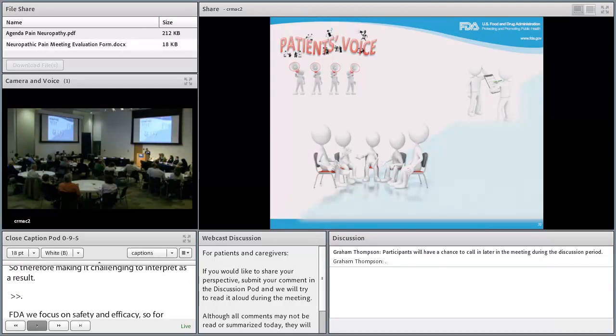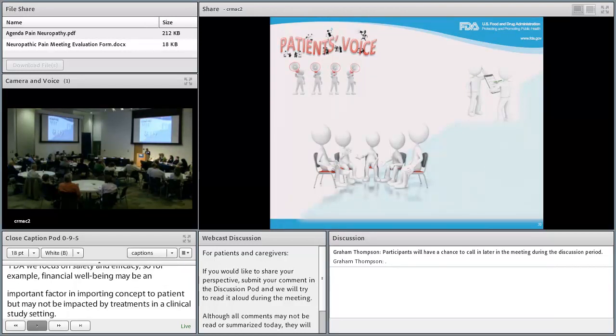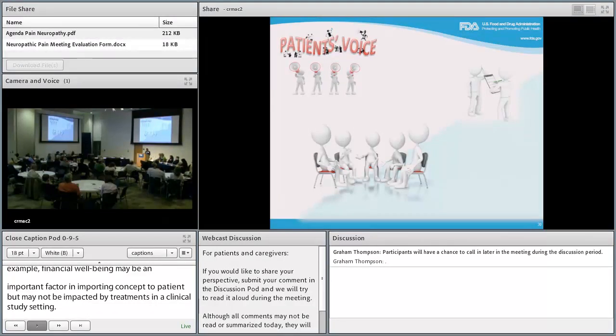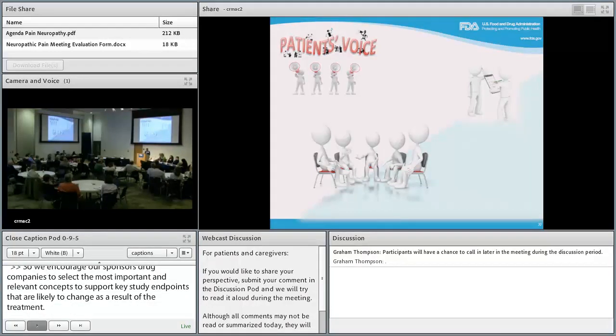So we encourage drug sponsors, drug companies, to consider selecting the most important and relevant concepts to support key study endpoints that are likely to change as a result of a treatment. Financial well-being and other important concepts that are unrelated to treatment can still very well be assessed and measured, but perhaps for exploratory purposes.